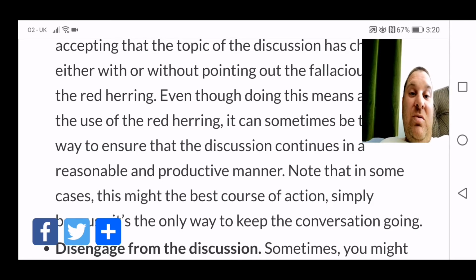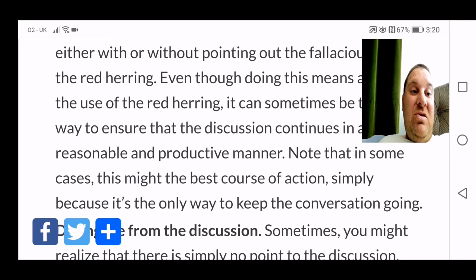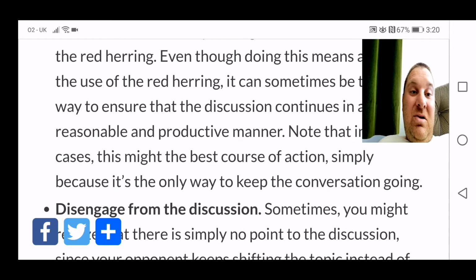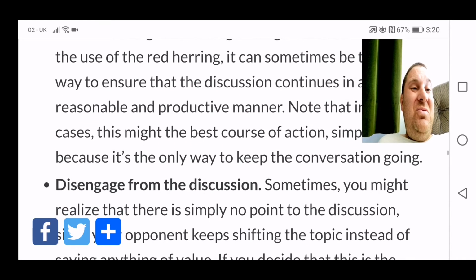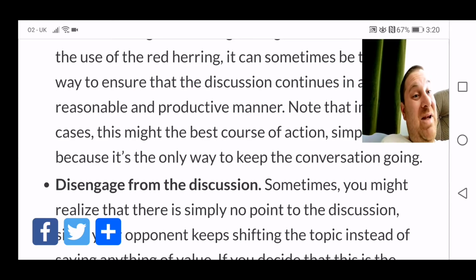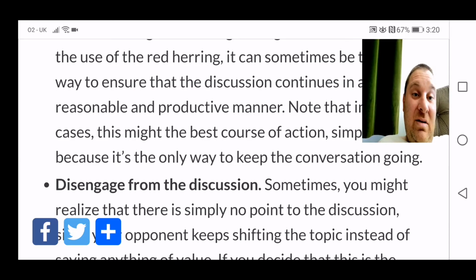Note that in some cases this might be the best course of action, simply because it's the only way to keep the conversation going. I don't think it is. It could be, or I doubt it. It depends on who you're talking to. Like I said, if it's some of these trolls or some of these commenters online, then no. If it's someone in your own personal life, then maybe you could do that, yes.